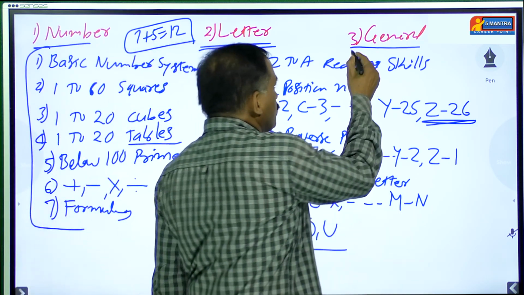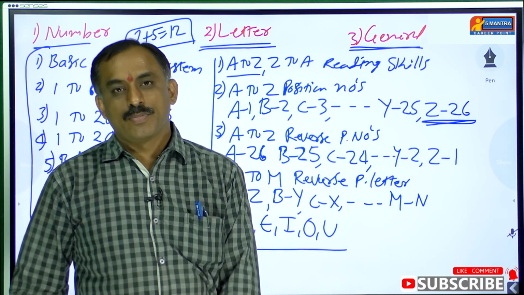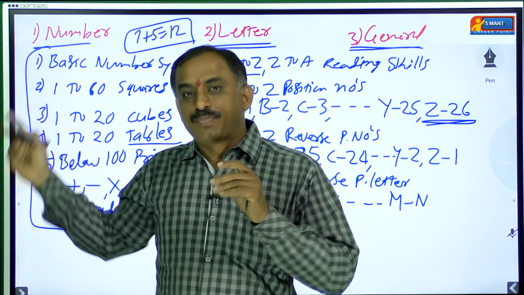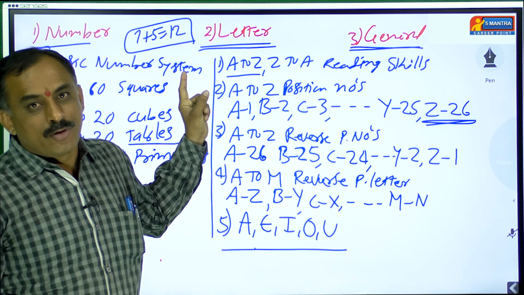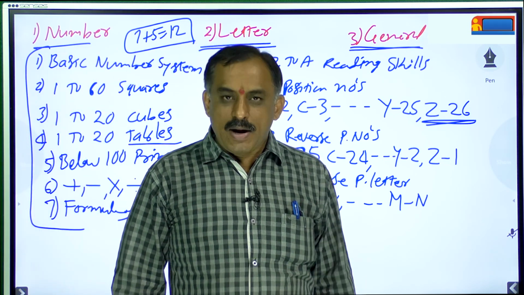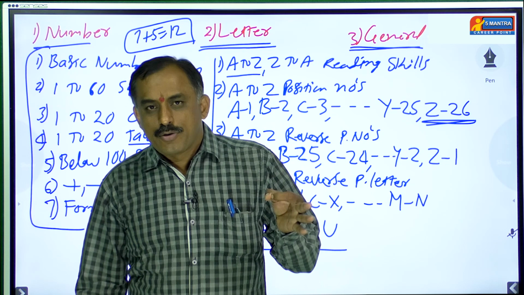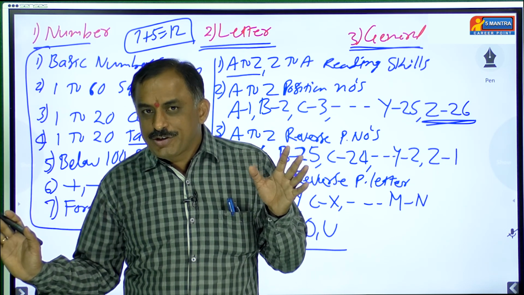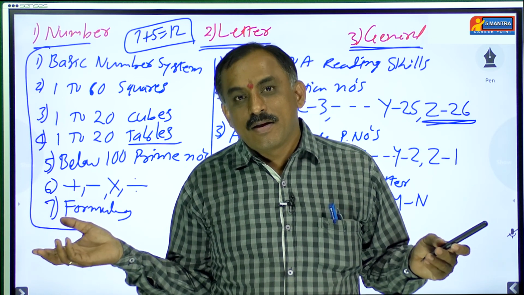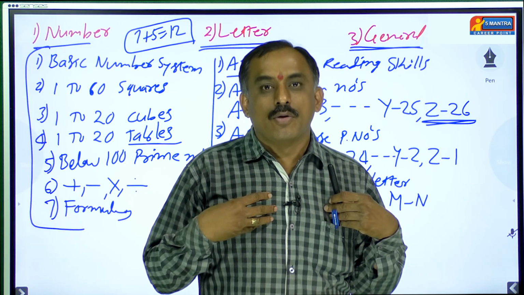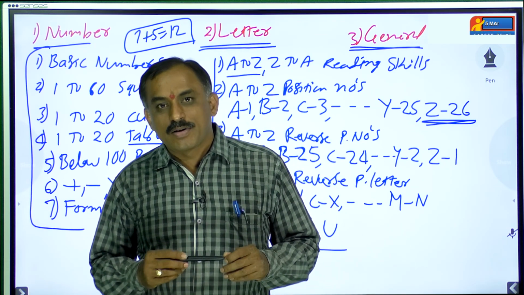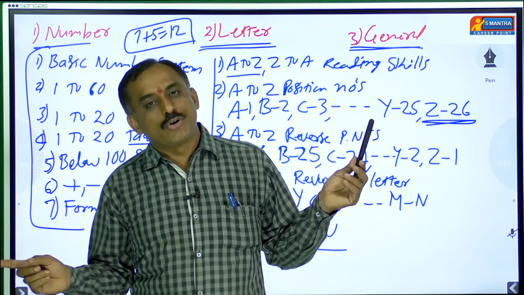And finally, general questions. What is a general question? The question is not dependent on the number. It is not dependent on the letter. Example: blood relations. Ramu is introducing a girl on the stage who is receiving a prize, saying that her mother is my father's only daughter-in-law. Then how is that girl related to Ramu?